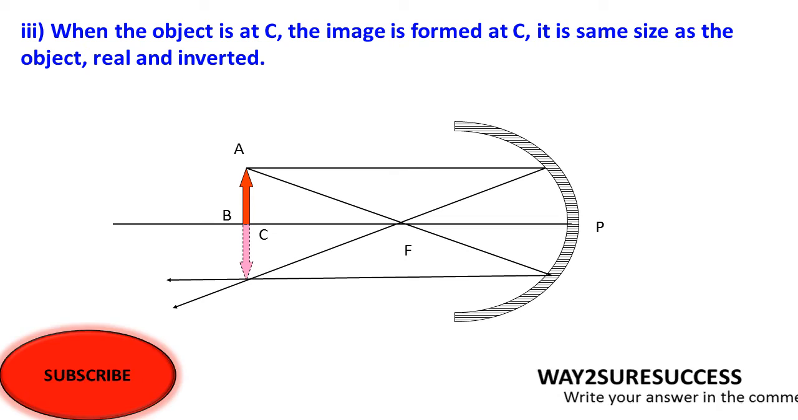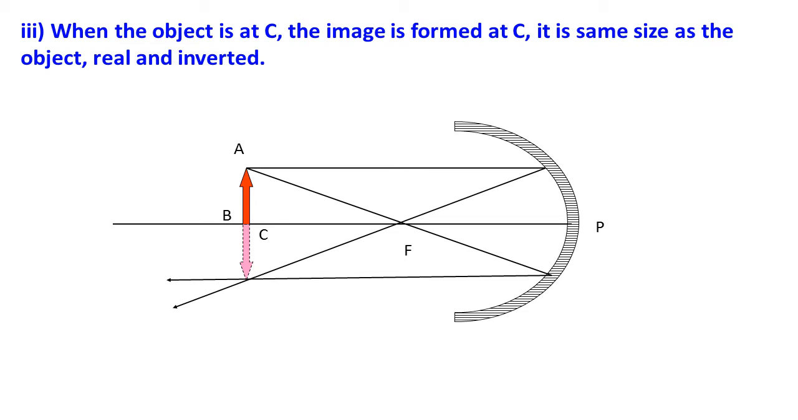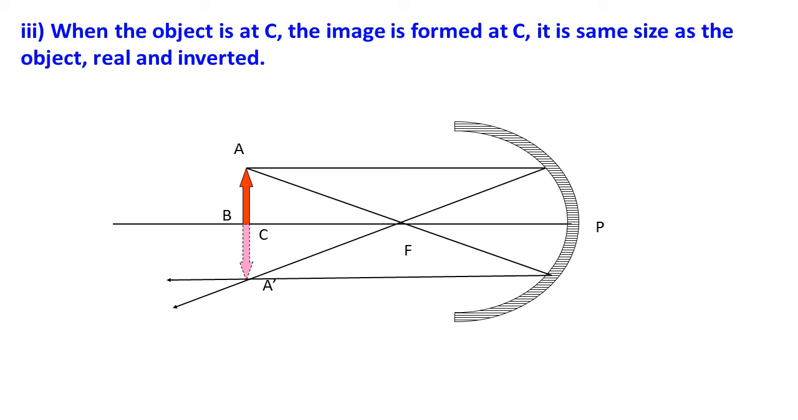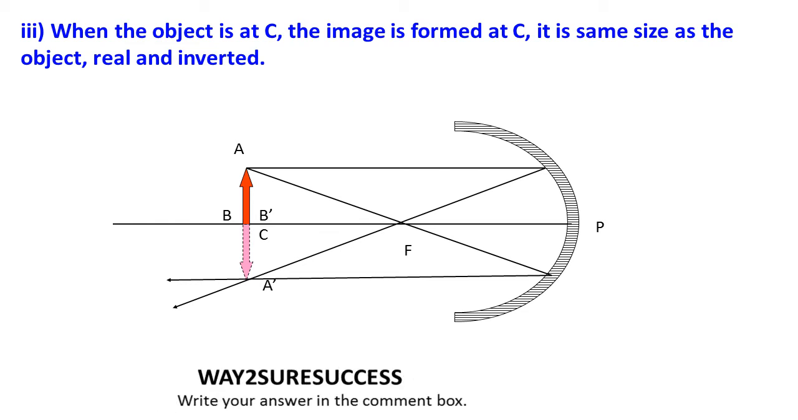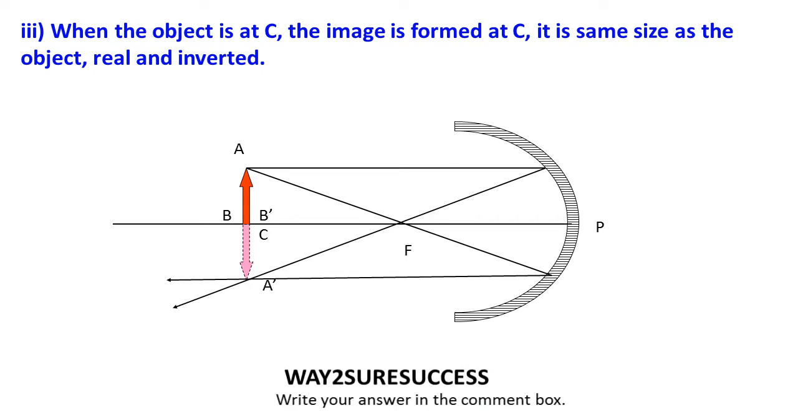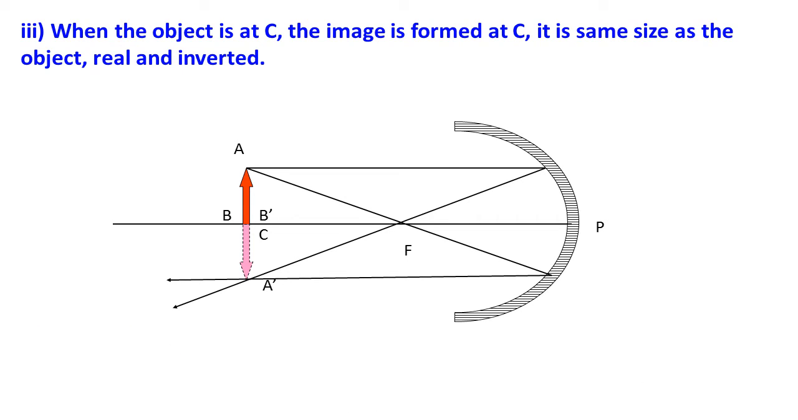Now the two reflected light rays are coinciding here, and draw the image from that point on the principal axis as shown here. The image formed here at the center of curvature will be the same size as the object, it will be real and inverted.